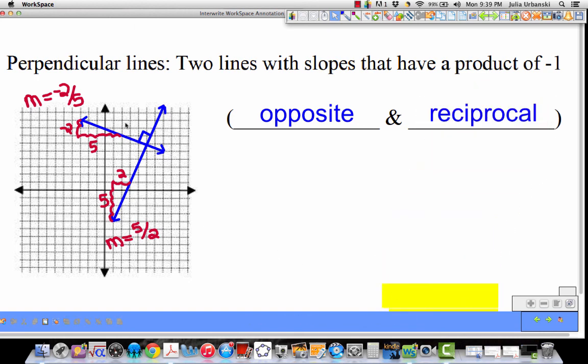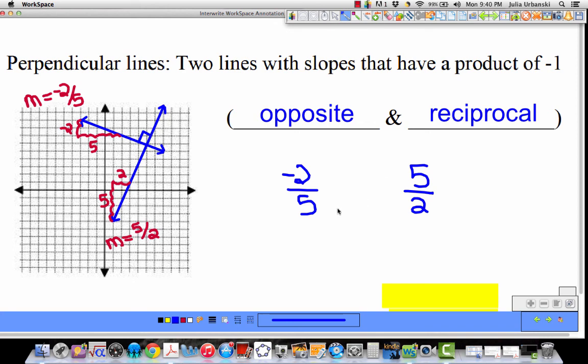So look at this first line here. I drew it already just for you to look at. It goes down 2 and right 5. That's a slope of -2 over 5. This other line right here has a positive slope. It's going uphill. It goes up 5 and right 2. These are our two slopes. So you can see that they're opposite of each other. One's negative, one's positive, and they're reciprocal. It's flipped over. -2 over 5 and +5 over 2. And that makes two lines perpendicular when their slopes are opposite and reciprocal.